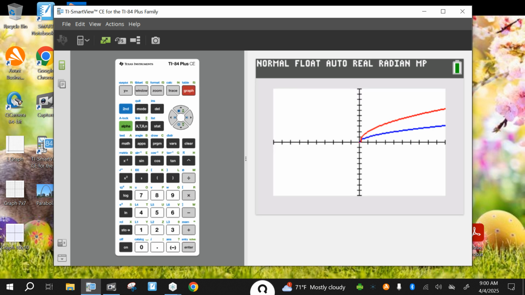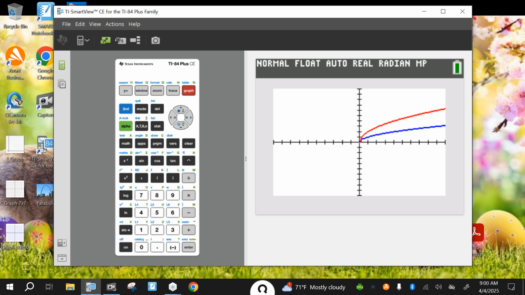Now, let's hit graph. The first graph that was made in mine, that blue graph, is our original function, y equals square root x. So what does the 2 do to the problem? It makes it go higher. So we call this a stretch.